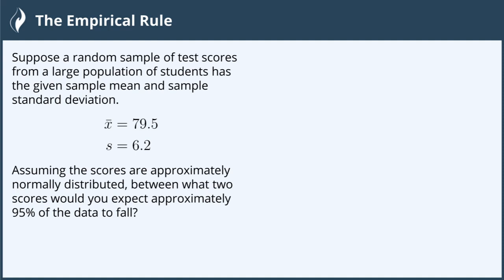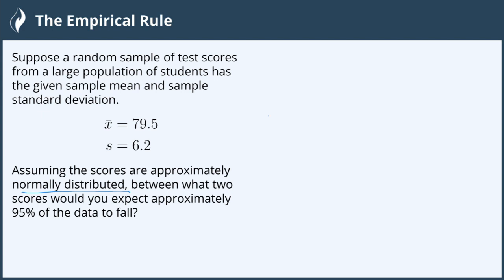Hi everyone! In this video, we will use the empirical rule. Suppose a random sample of test scores from a large population of students has the given sample mean of 79.5 and sample standard deviation of 6.2. Assuming the scores are approximately normally distributed, between what two scores would you expect approximately 95% of the data to fall? Let's go ahead and draw what it would be to be normally distributed.